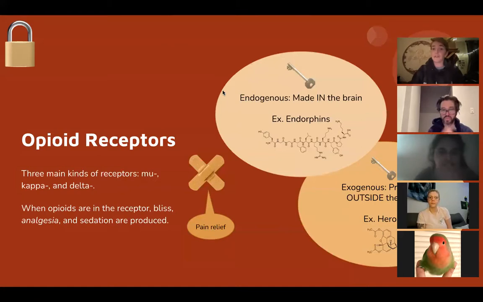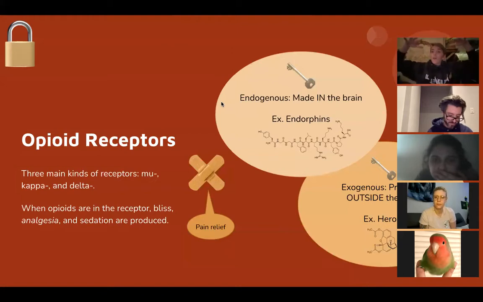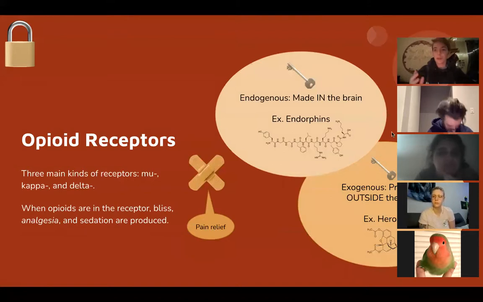So yeah, if you take something that increases your GABA levels, like benzos, for instance, then that increase in calm will mean that you feel calmer. That's how that works, generally speaking. We'll come back to that. So the main kinds of opioid receptors are the mu, the kappa, and the delta opioid receptors.